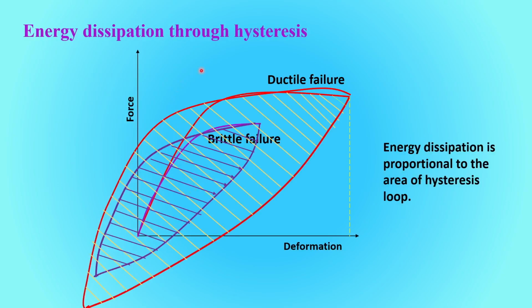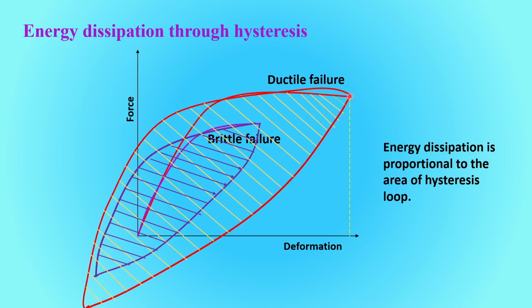The energy dissipation process is shown here. This is what is called hysteresis. Let us first consider the red response line. In the beginning the force response diagram is a straight line, then it is yielding, then it goes like this and reaches a final point.